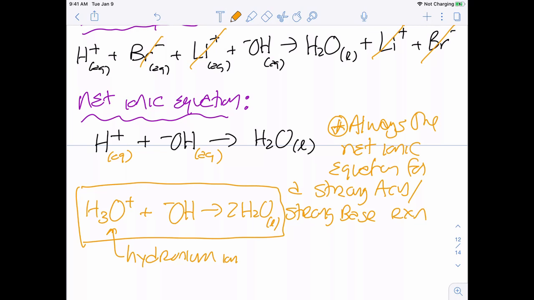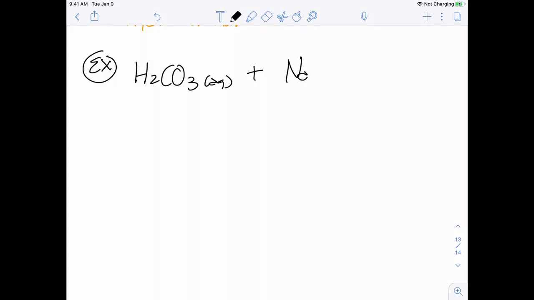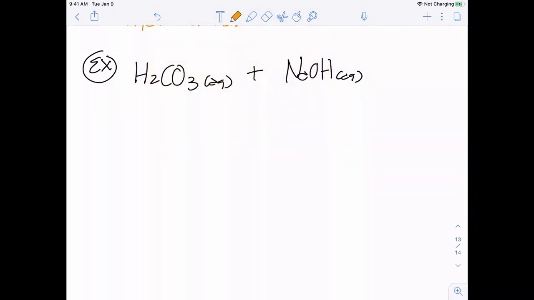Another example for us. Let's use carbonic acid, H2CO3, and sodium hydroxide. So we're going to do the same thing. We're going to write our balanced chemical equation, our ionic equation, and then our net ionic equation. Just like before, we want to identify if this acid is strong or weak. The easiest way is to memorize those 7 strong acids if you haven't done so already. This is not one of them, so this is a weak acid.